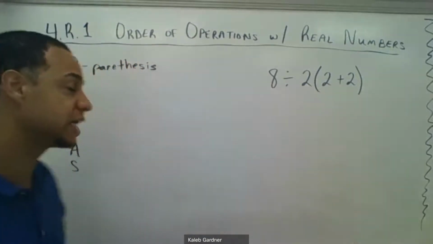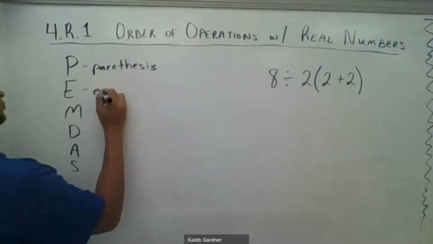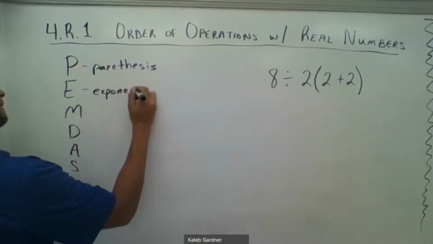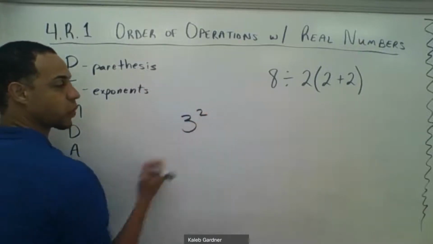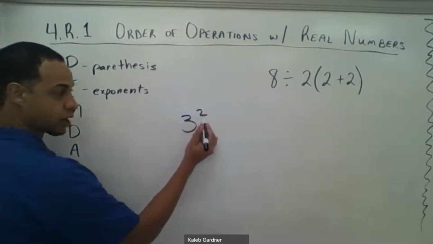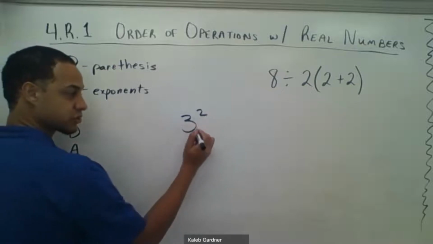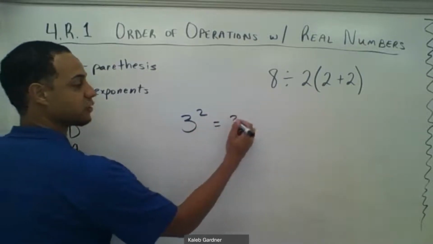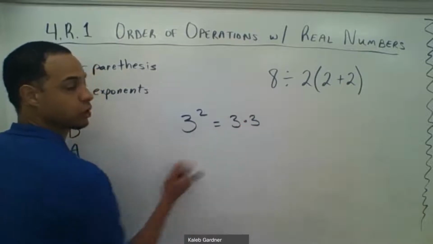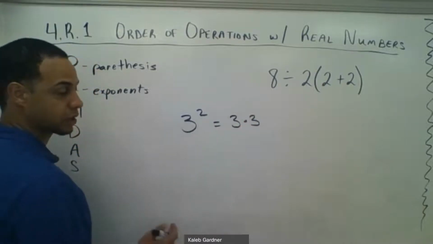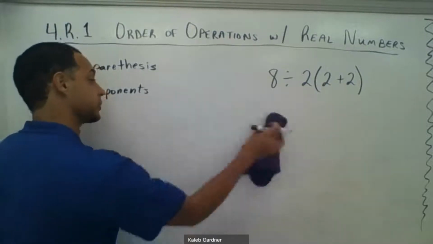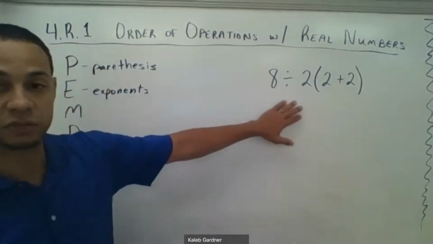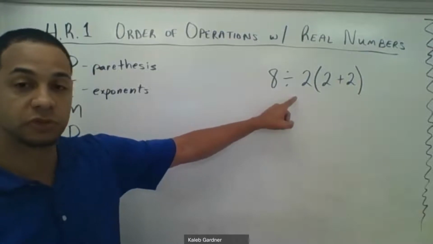Moving on. E stands for exponents. That would be like if we had a number like 3 squared. We would do the square, which means 3 times itself. That's what 3 squared means. It means two 3s multiplied, and 3 times 3 is 9. So exponents would be our second thing to do in the order of operations. There's no exponents in this question.